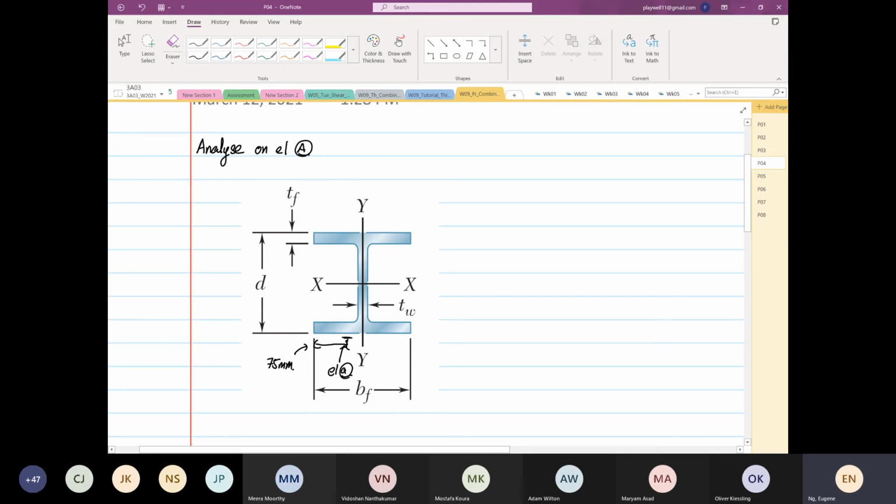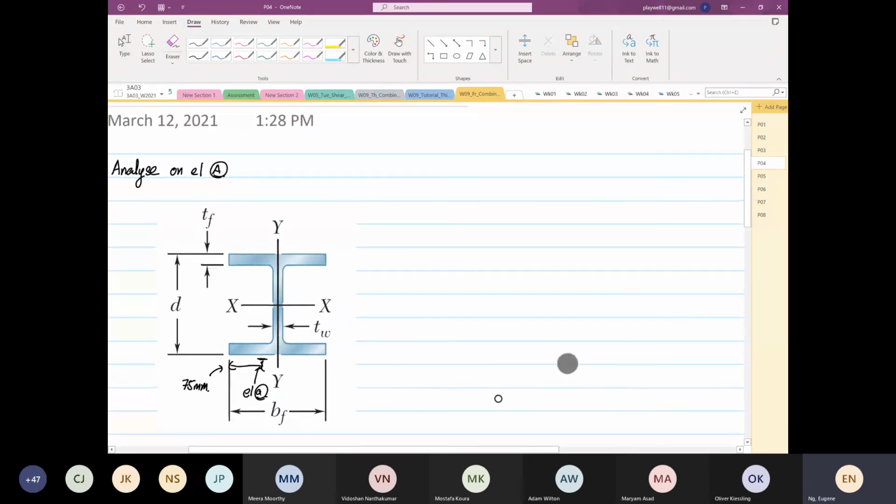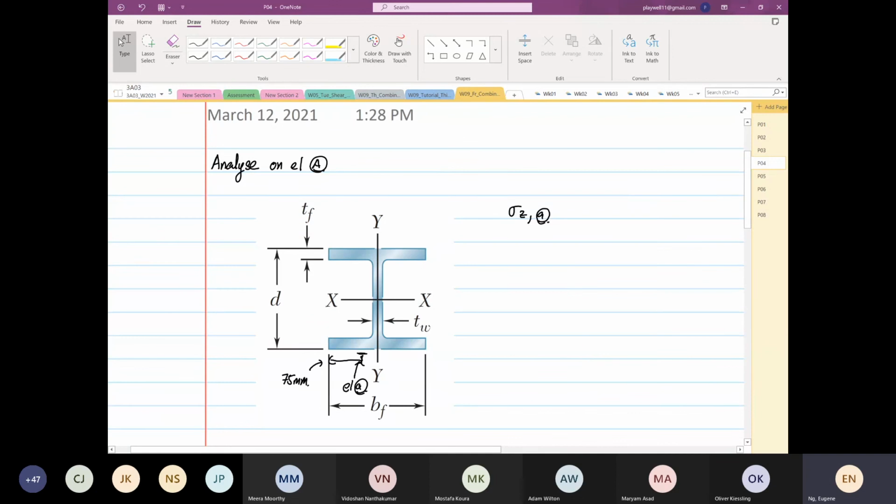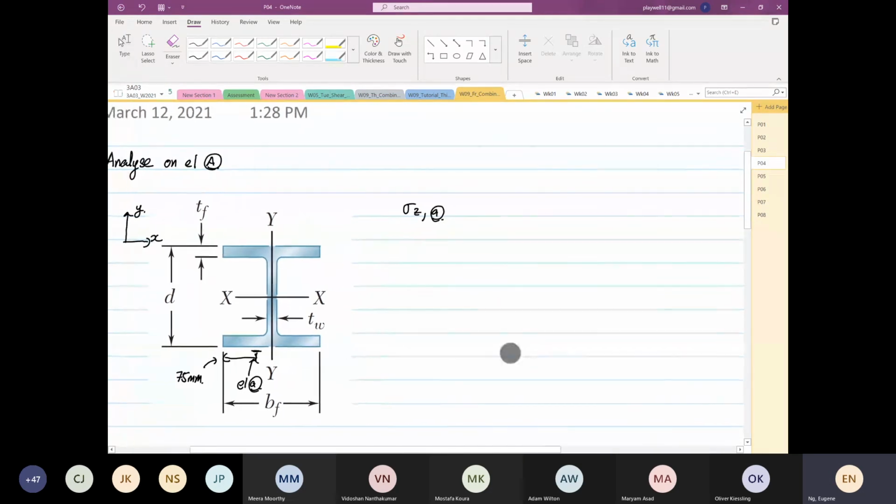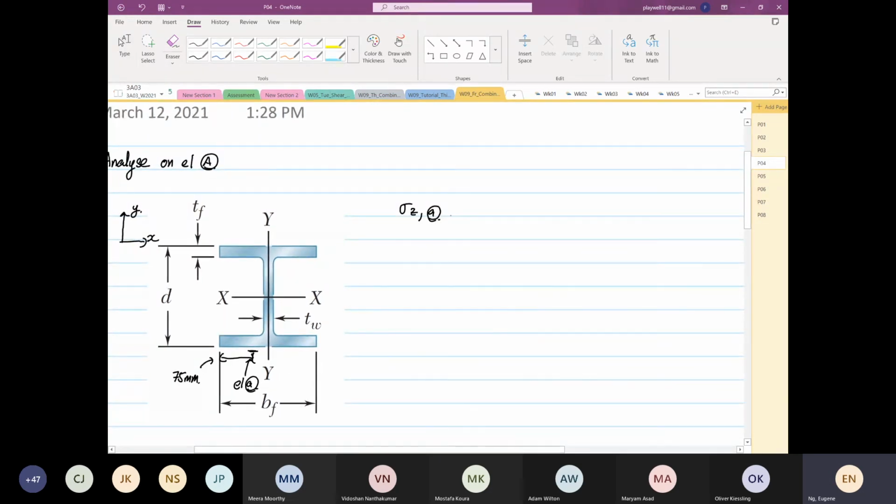And if I look at the table, what we want to find is stress Z at point A, at element A. So this will be my X, and this will be my Y. Now I'm going to tell you first, this class will go over by at least 10-15 minutes. I do apologize. If you have another class to go to, please go. As I said, all are recorded.